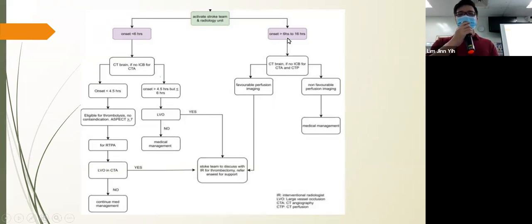If the patient comes late, more than 6 hours, then it will depend on the perfusion imaging. This relates to the penumbra versus infarct core. Although the patient has missed the thrombolytic window of 4.5 hours, depending on the perfusion imaging, if we can determine there's still penumbra, still salvageable tissue, we might still proceed. And of course, if not suitable, then there's only medical management.